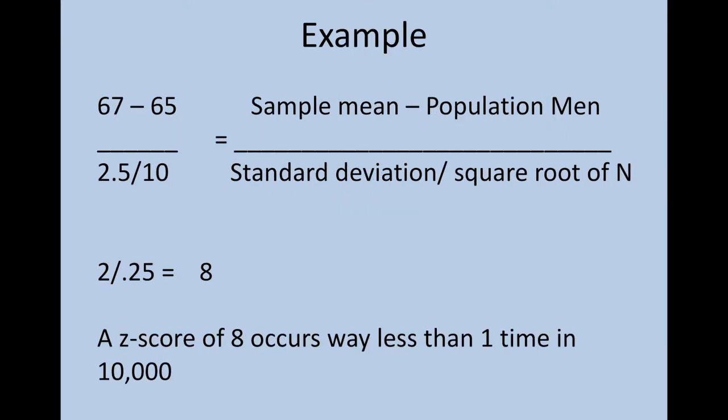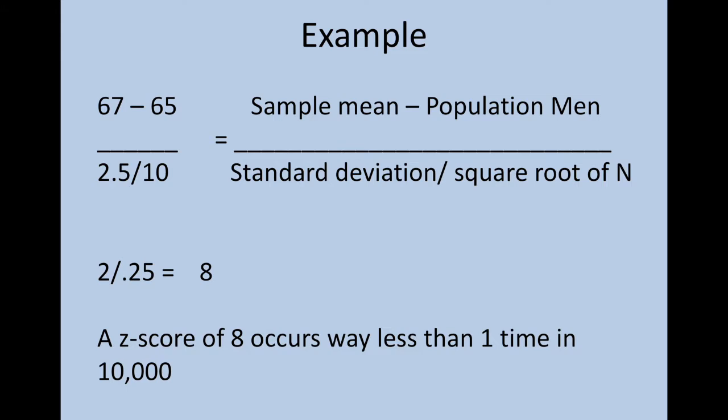I'd take my sample mean, 67. I would subtract from that the population mean, 65, and divide that by the standard deviation over the square root of n. Well, the square root of 100 is 10, so it's 2.5 over 10. So the difference is 2 inches. 67 minus 65 is 2. 2.5 divided by 10 is 0.25, and that gives me a z-score of 8.